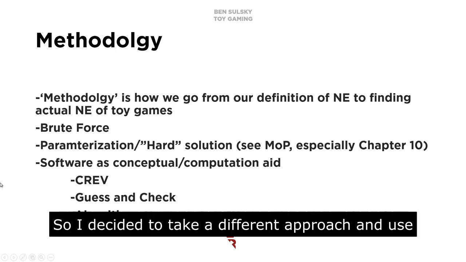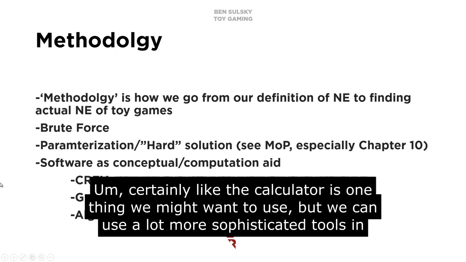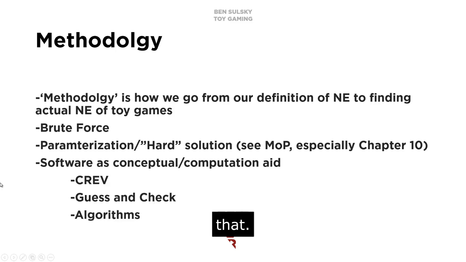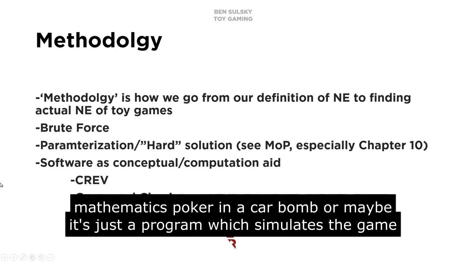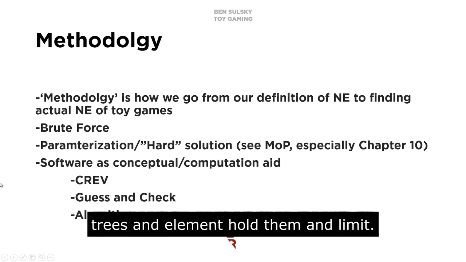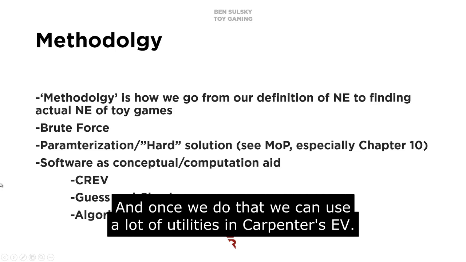So I decided to take a different approach and use software. Software can be a conceptual or a computational aid. Certainly a calculator is one thing we might want to use, but we can use a lot more sophisticated tools than that. It turns out that we can replicate the properties which are important to most of the toy games in Mathematics of Poker in CardRunner's EV, which is just a program which simulates the game trees for no limit hold'em and limit hold'em. And once we do that, we can use a lot of utilities in CardRunner's EV.